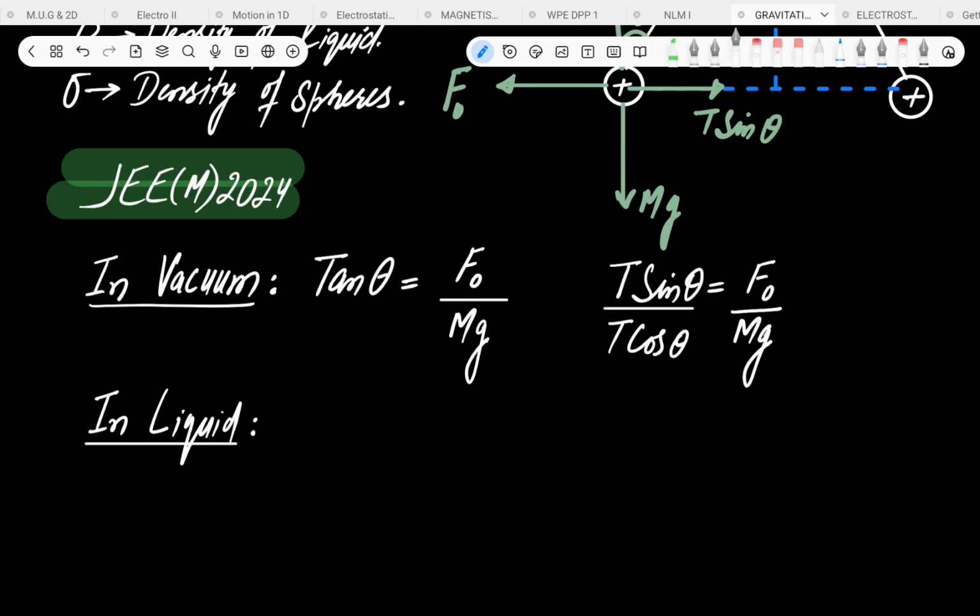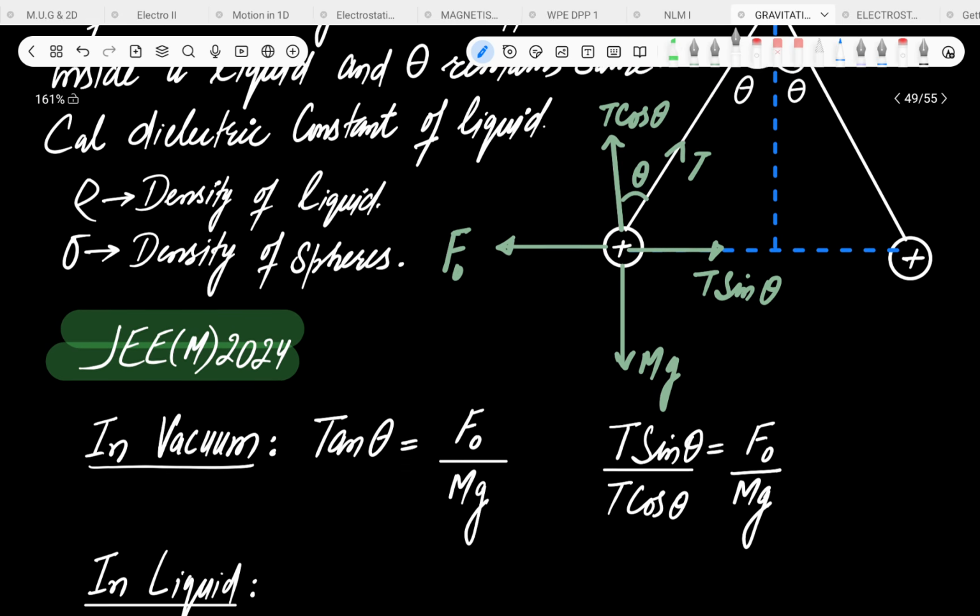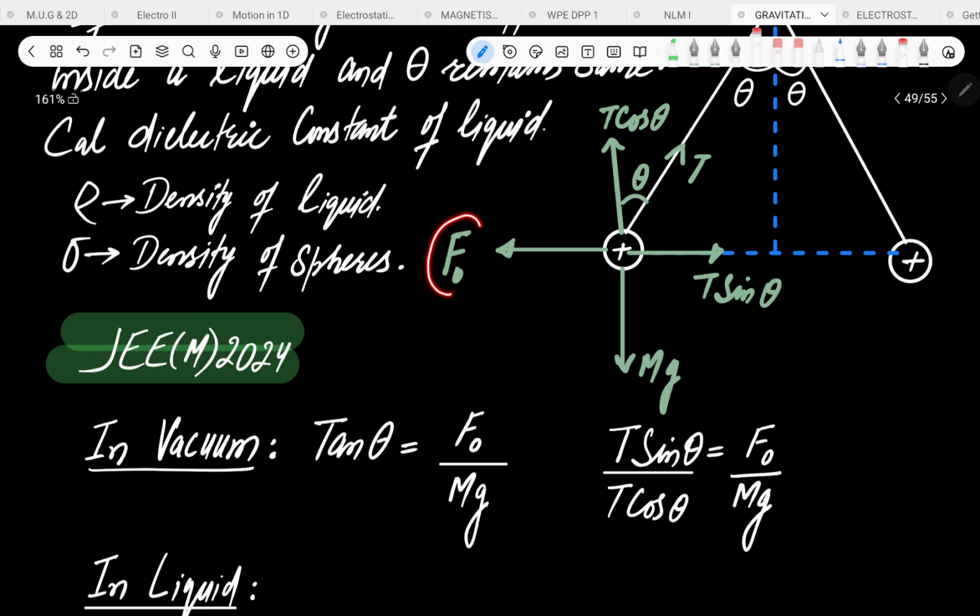So force number one is that the electrostatic force will change. Next, there will be one more additional force, which is the buoyant force, whose equation is given by the Archimedes principle. Inside this liquid, which force will change? Number one, this F will not remain F naught, it will become Fm, which is equal to F naught divided by K, where K is the dielectric constant of that liquid. Number two, in the vertically upward direction there will be one more force. That force will be the buoyant force.